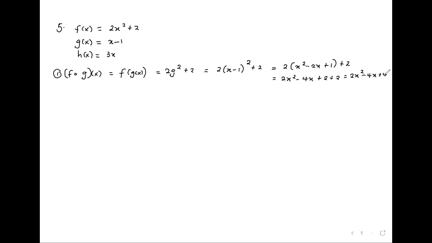Also get g of h. So g of h, the first thing we do is we go to g and take h inside, meaning to g where there's x, you take h. But you know what h is? It's 3x. We are done.